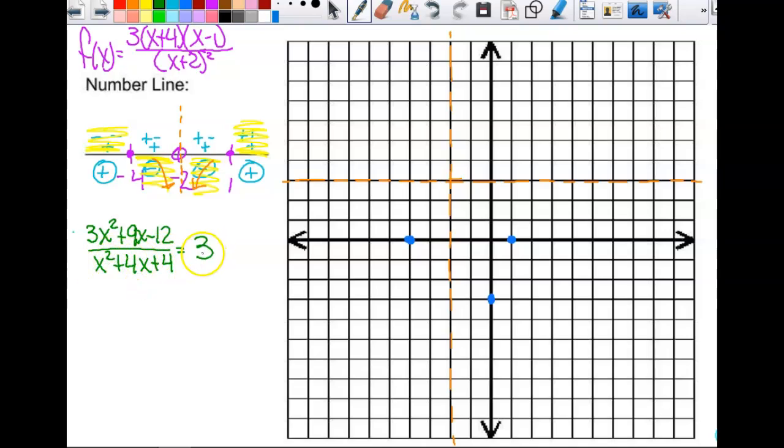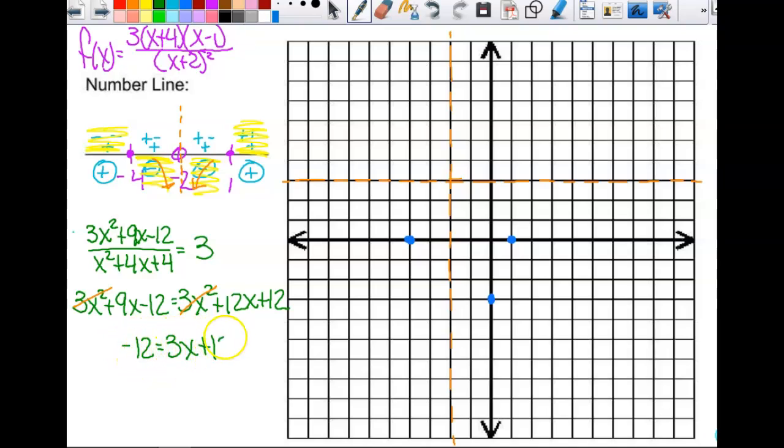When I do that, I'm going to go ahead and distribute: 3x squared plus 9x minus 12 equals 3x squared plus 12x plus 12. So then I can subtract 3x squared from both sides, and those zero out. Then I will subtract 9x from both sides, so I get -12 equals 3x plus 12.